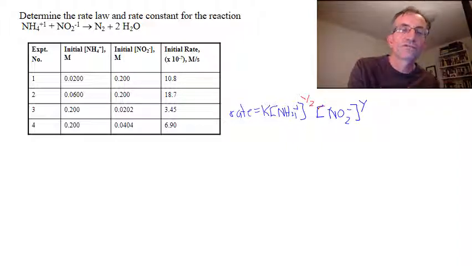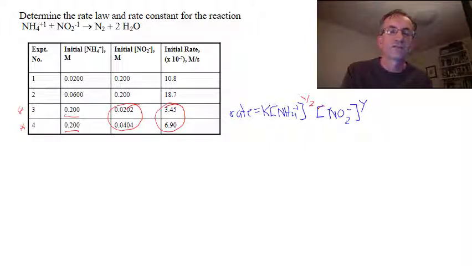And the way we can do that is to find two experiments where y is changing. So it looks like to me those experiments are 3 and 4. So let's just double check. If you look in 3 and 4, in those two experiments, the amount of ammonium is the same number, but the amount of NO2 has gone up, and again, that changed the rate. So whatever happened to the rate, the reason why it changed is because the amount of NO2 changed.